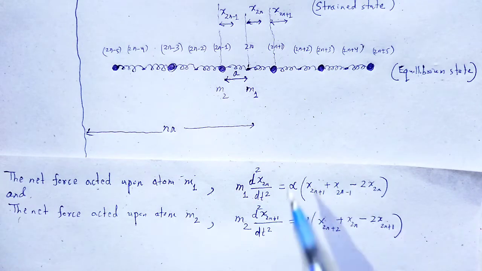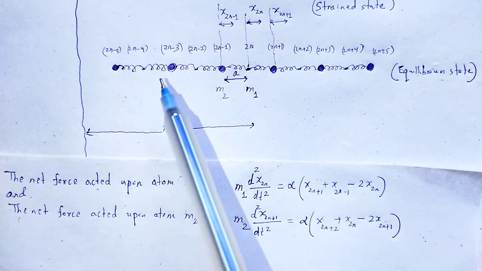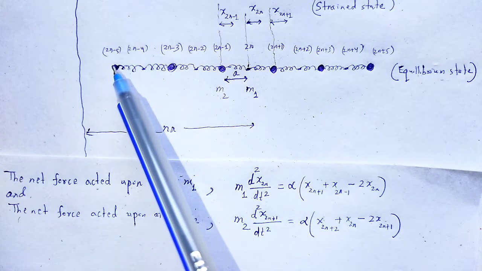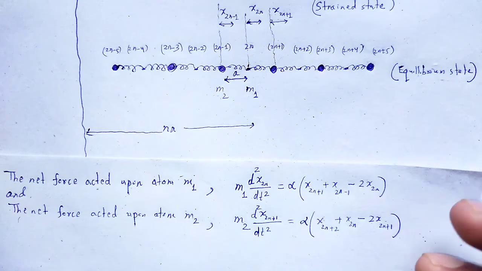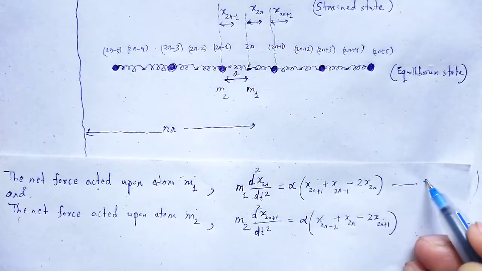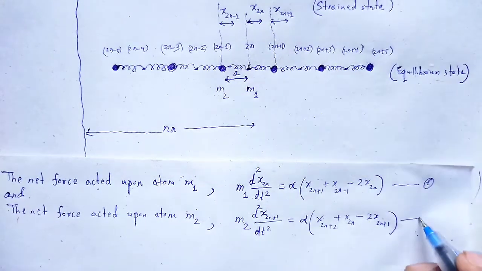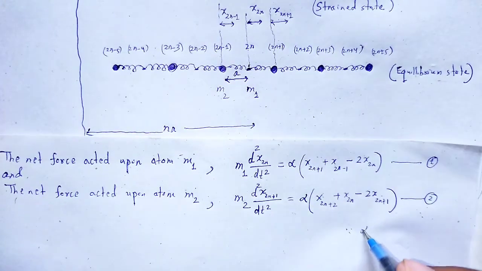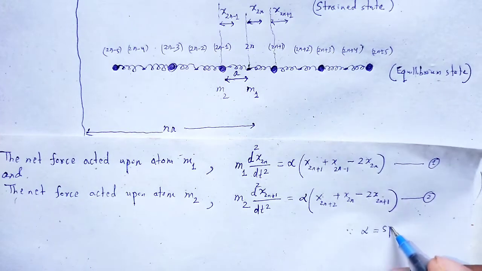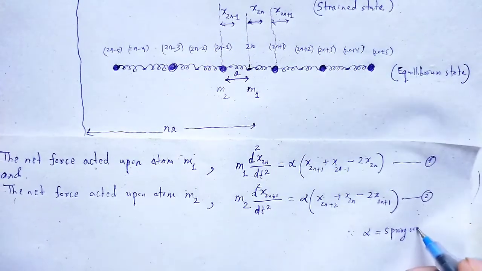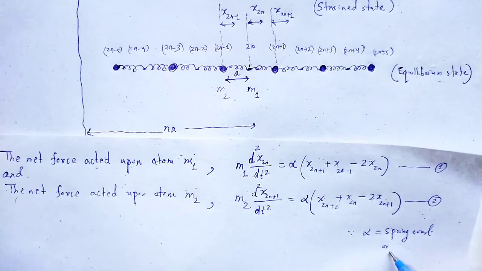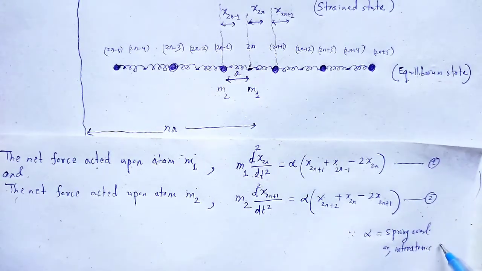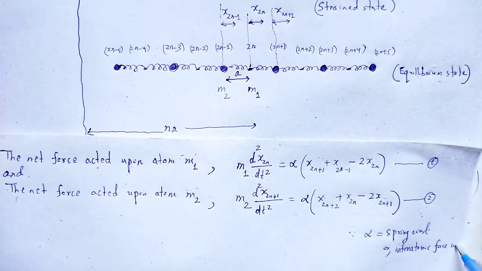Here the term alpha is the spring constant, or we can say the interatomic force constant. Equation number 1, equation number 2. Here alpha, the spring constant, or interatomic force constant.